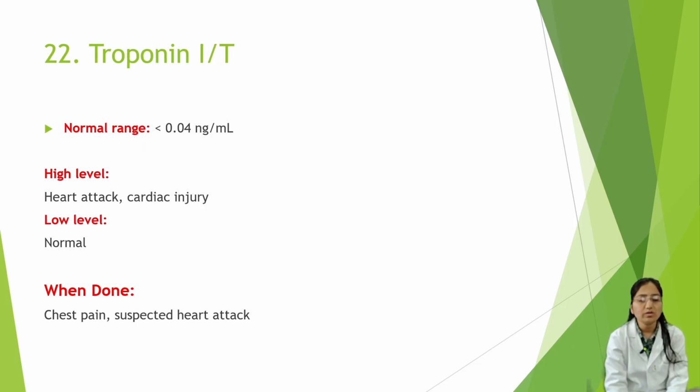Okay, next one, troponin I and troponin T. These are the proteins found in the heart muscle. Normal range is less than 0.04 ng per ml. If this level is increased, we can say heart attack or cardiac injury, and a low level means it's normal. This test is done in cases of chest pain and suspected heart attack.